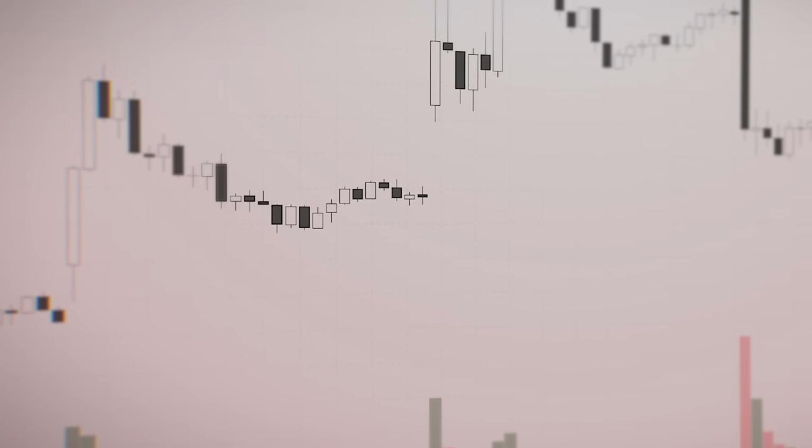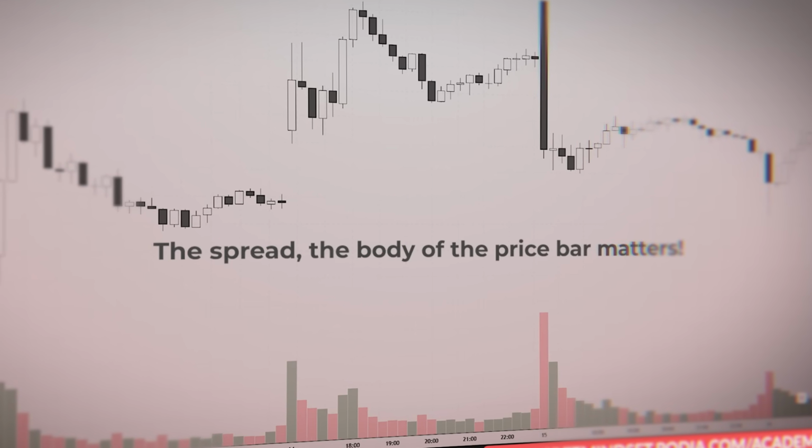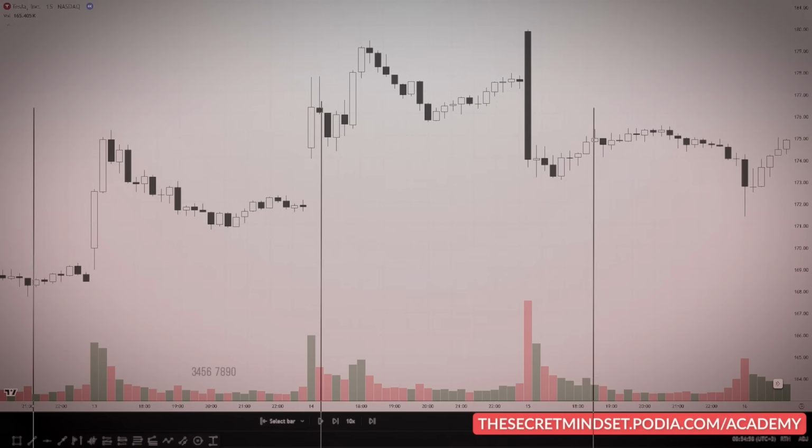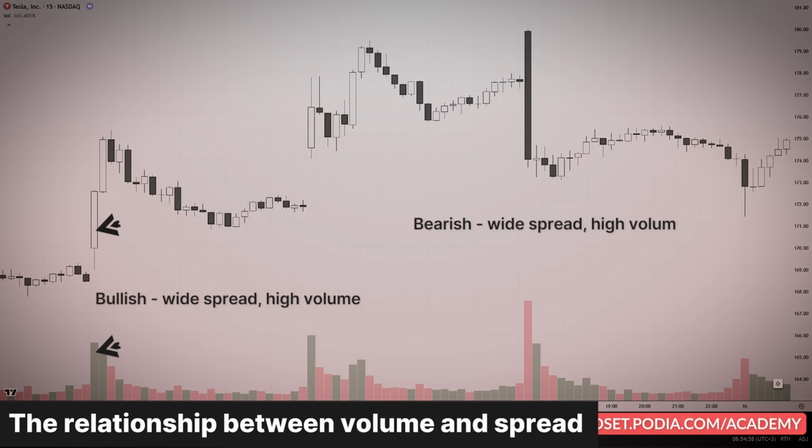But it's not just about whether volume is high or low. The spread, the body of the price bar, matters too. Wyckoff and later traders like Tom Williams saw the relationship between volume and spread. Here's what to look for: wide spread and high volume. This means usually bullish. Wide spread and high volume. This means usually bearish. Narrow spread and low volume often means consolidation.